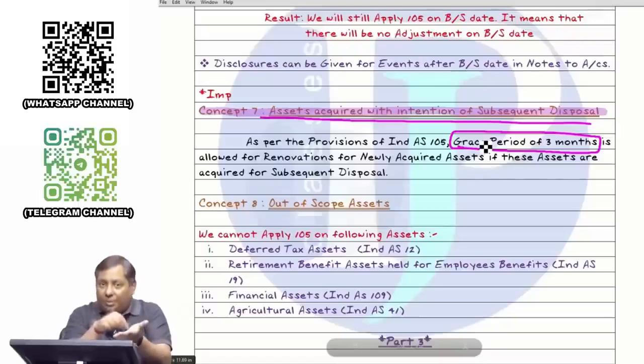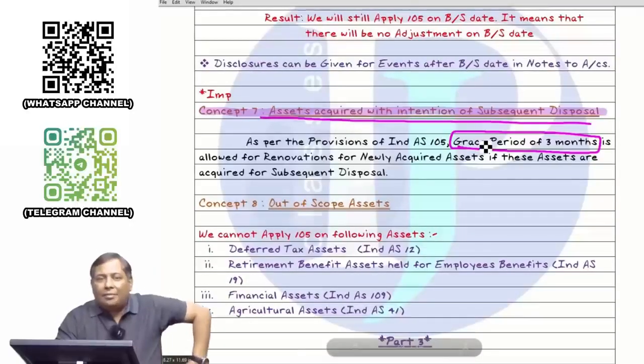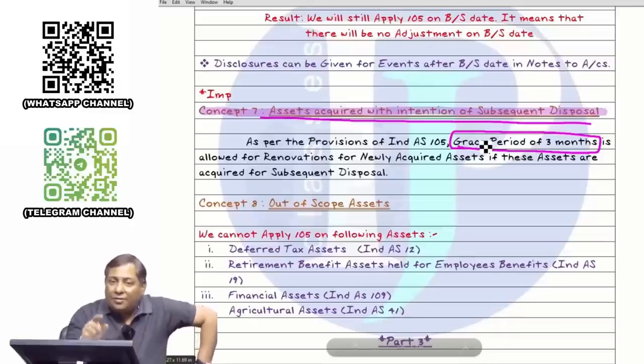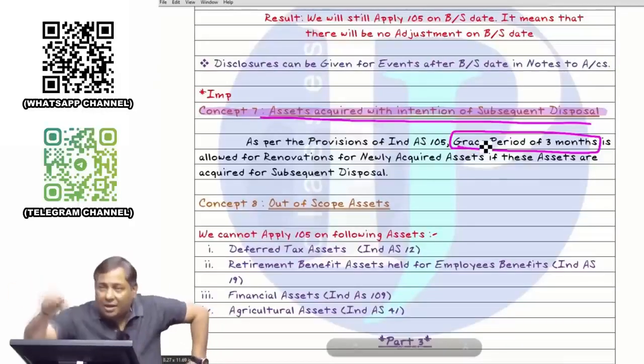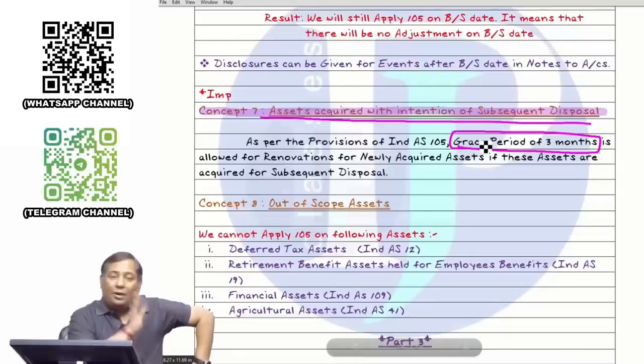And in the distant future, it is allowed for 3 months. You bought a building. At that time, your intention was to sell it. You did not want to keep it with you. If you need to get some work done, then there is a 3-month grace period. So we will assume that it is immediately available for sale. Otherwise, a grace period is never allowed. This is just an exceptional case. I bought an asset, at time of purchase I wanted to sell it. It's allowed only in that case, okay? Assets acquired with the intention of subsequent disposal.